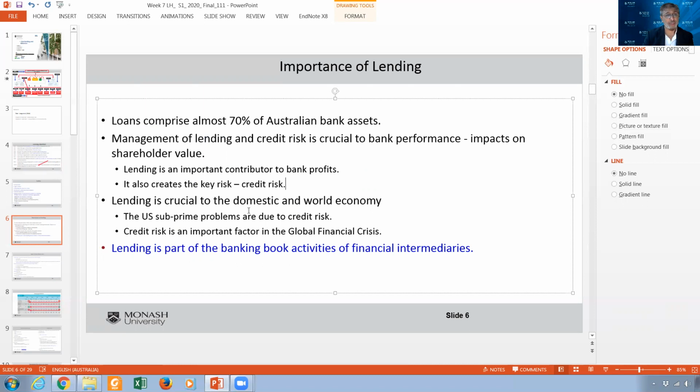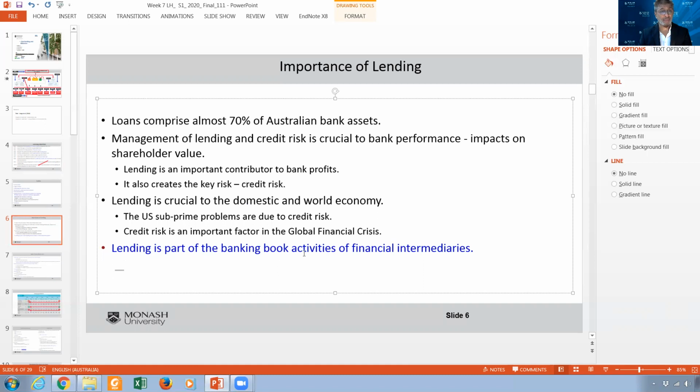Now, lending is crucial to the domestic and the world economy. The flow of capital from one bank to another, from one area to another, is very important for growth in the domestic and also the world economy. Credit risk is important. Subprime was a credit risk, which was the recent financial crisis, 2008. Credit risk is an important factor in global financial crises. All global financial crises, whether 2008 or the Asian financial crisis of 1998, were actually credit risk, which then accumulated into liquidity risk and other issues.